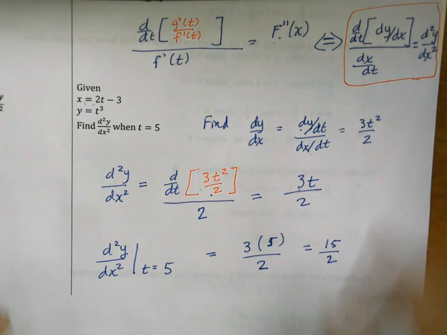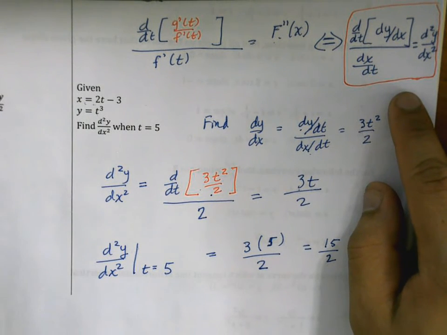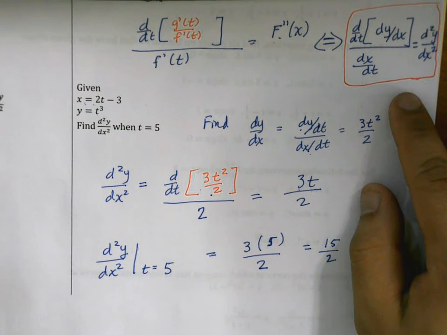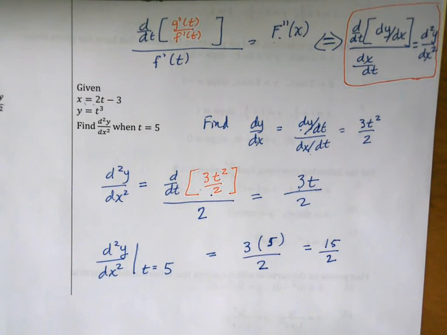There's a way to do this without this method. We could just eliminate the parameter and repeat the process over and over, but that's a much more complicated way than the way we're approaching it here.